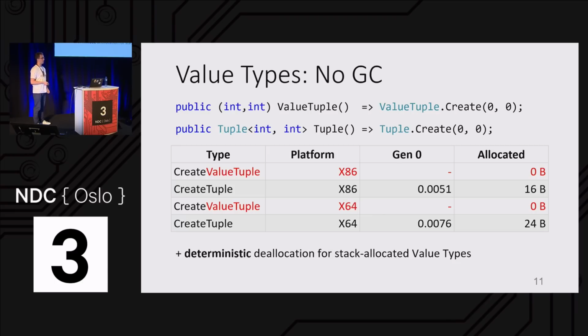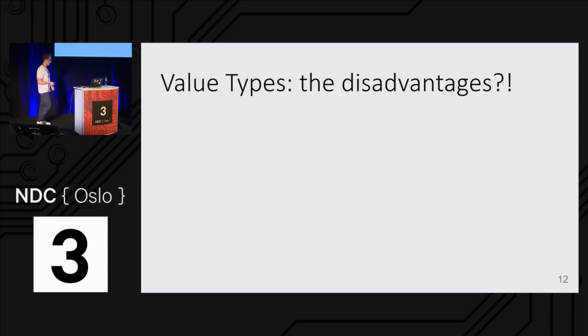And of course, for the stack allocated value types, we have deterministic deallocation. When the method ends, the stack is just unwound, and everything is wiped out. But of course, there are some disadvantages. When you take a look at the base class library, most of the types are classes. So can you name a few of them?